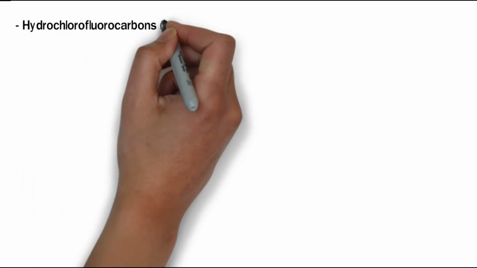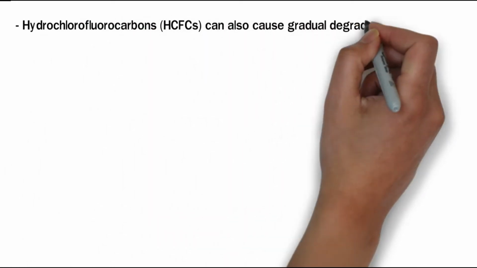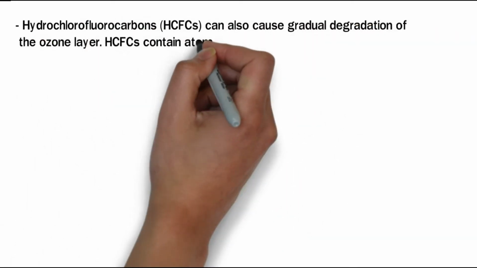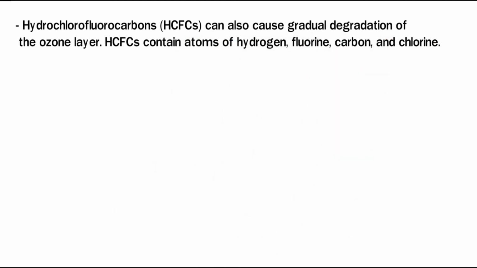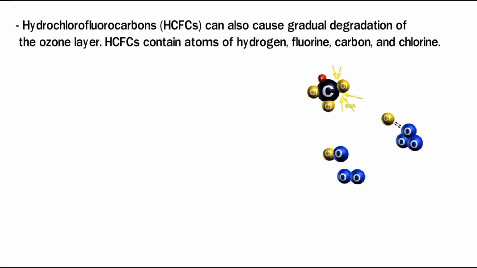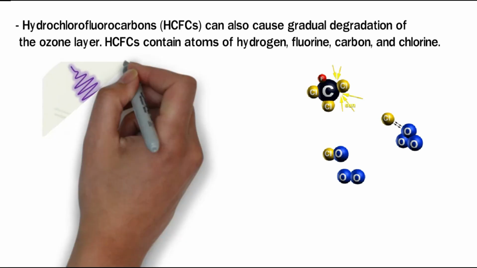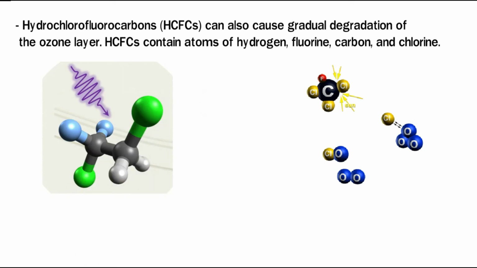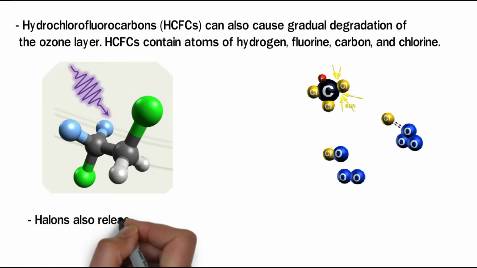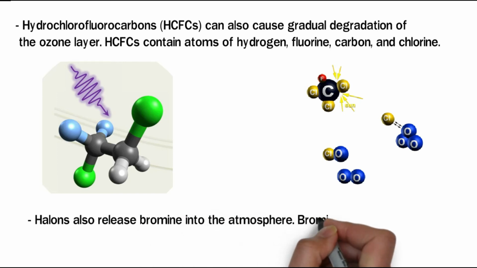Hydrochlorofluorocarbons, HCFCs, can also cause gradual degradation of the ozone layer. HCFCs contain atoms of hydrogen, fluorine, carbon, and chlorine. A single atom of chlorine can destroy up to 100,000 molecules of ozone, resulting in serious ozone depletion. HCFCs are not as destructive compared to CFCs because they don't release a lot of chlorine into the atmosphere compared to the latter. Halons also release bromine into the atmosphere.